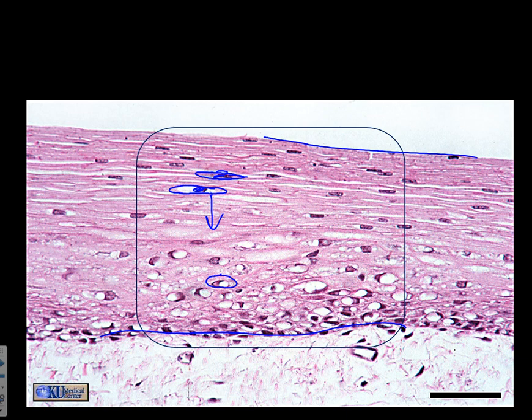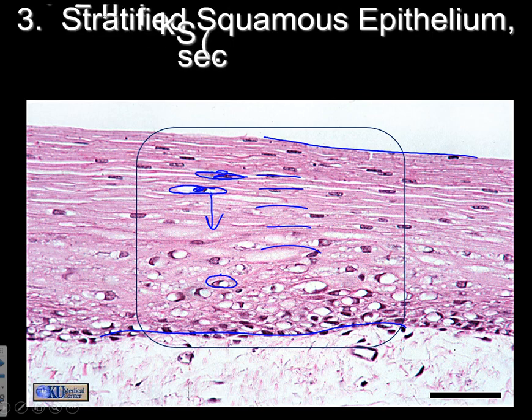This is, again, stratified, many layers of flattened cells. Just a different sample. So it's going to look a bit different than the other one. Not as many layers, and it's at a closer magnification than we saw before.